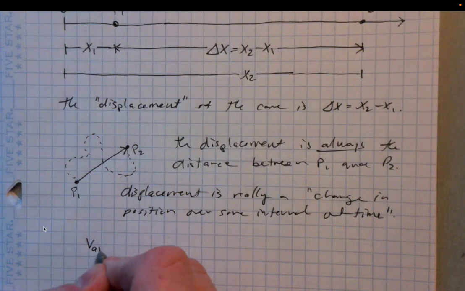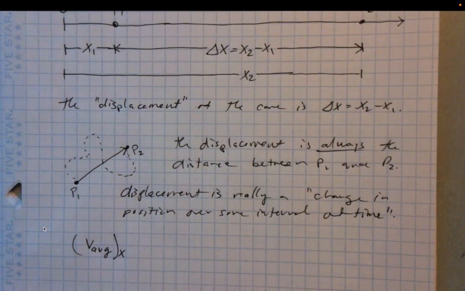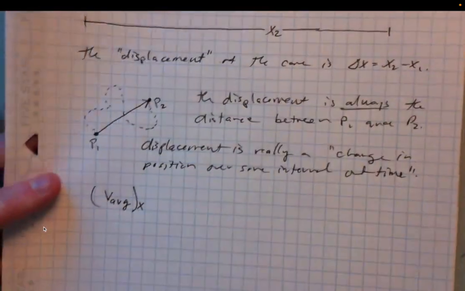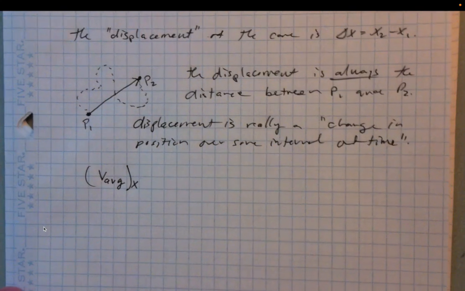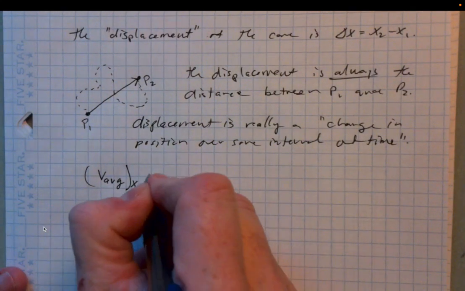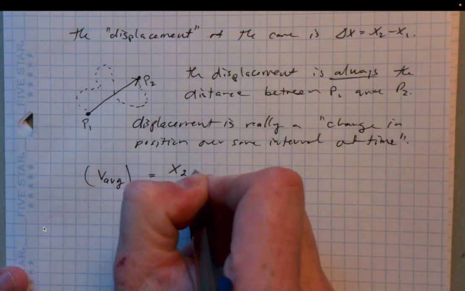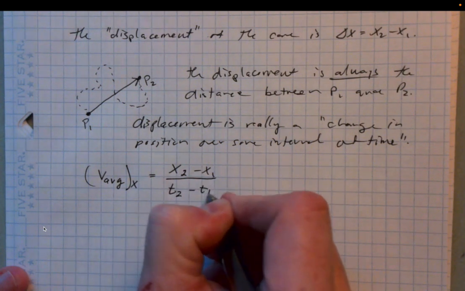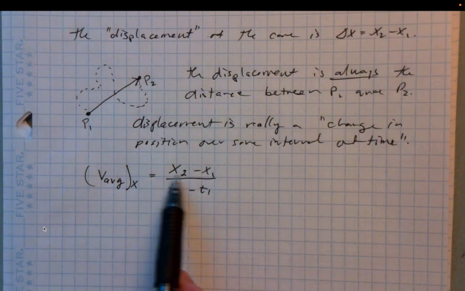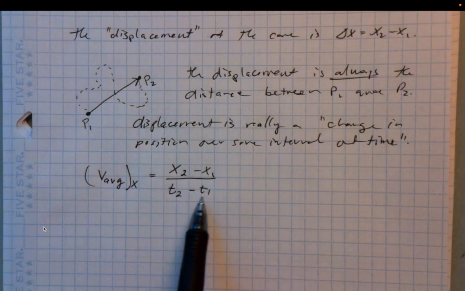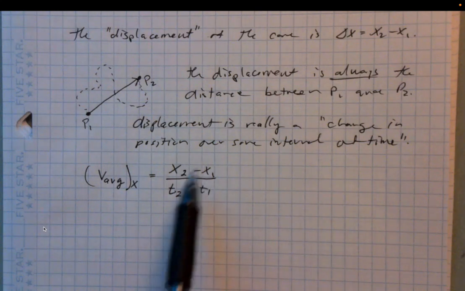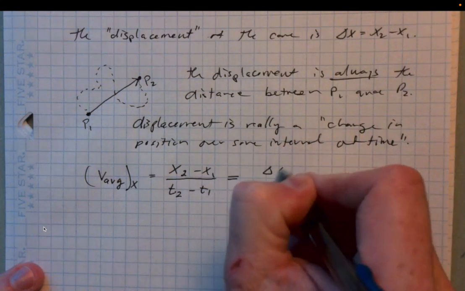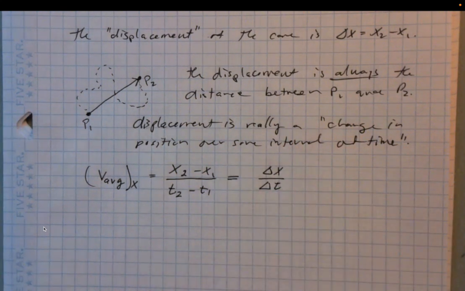I'm going to denote it with a subscript x, meaning that's the x component. Now, in straight line motion there really is only an x component, but in general there may be other components. The average velocity is just the change in position, x2 minus x1, divided by the time interval, time 2 minus time 1. This is how far you go, and this is how long it takes you to go that distance, so you get a rate, and that is the velocity. Another way to denote it is delta x over delta t.